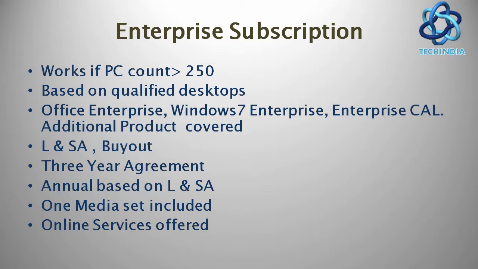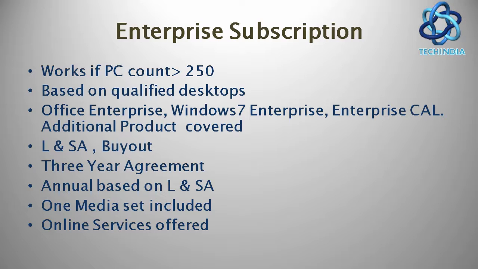Next is Enterprise Subscription. It works if the PC count is more than 250, based on qualified desktops. Same thing only. So here Office Enterprise, Windows 7 Enterprise, Enterprise CAL, additional products covered, license and SA. That means you should use license and software assurance, or you should buy out. Either any one of the things you have to do. Next, a 3-year agreement, annual based on L and SA. That means based on the L and SA you have to pay. One media set is included.